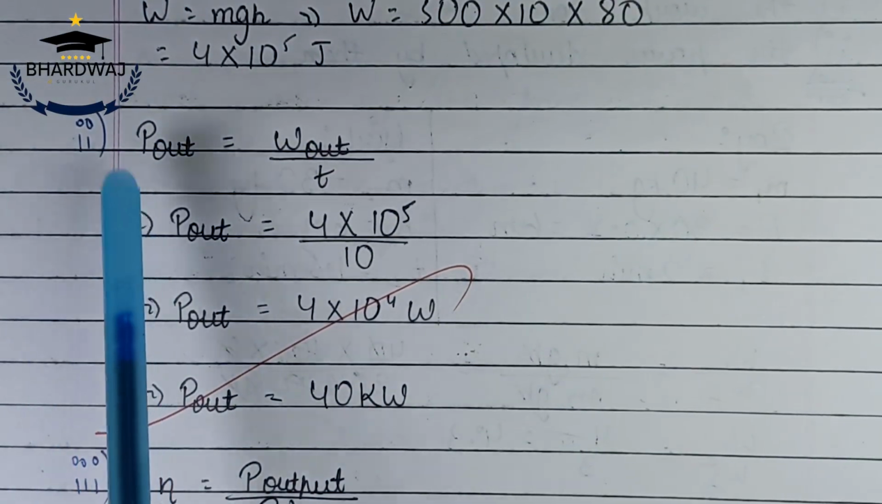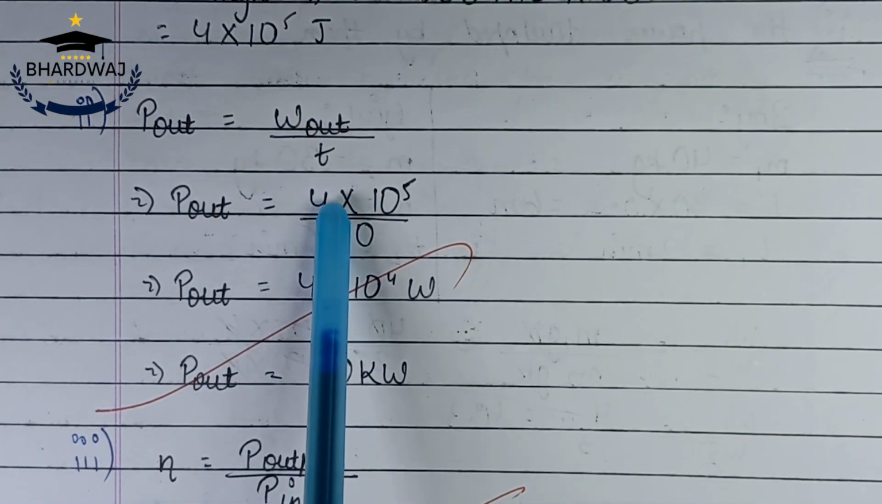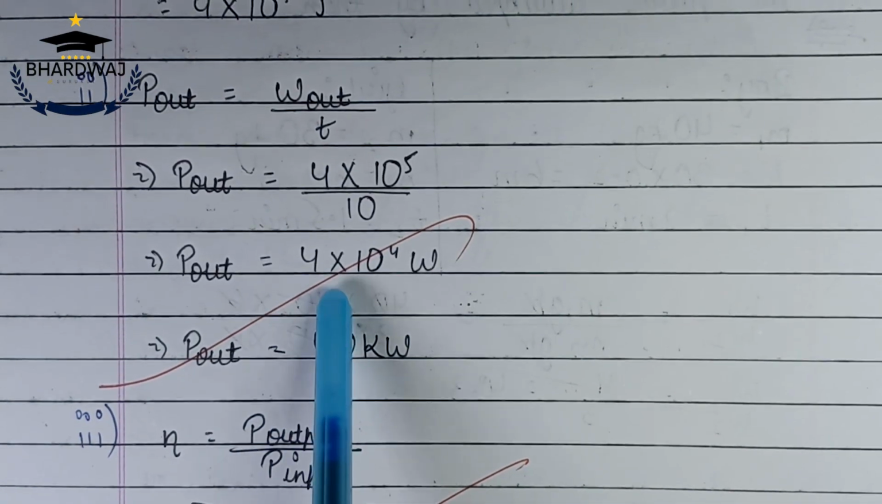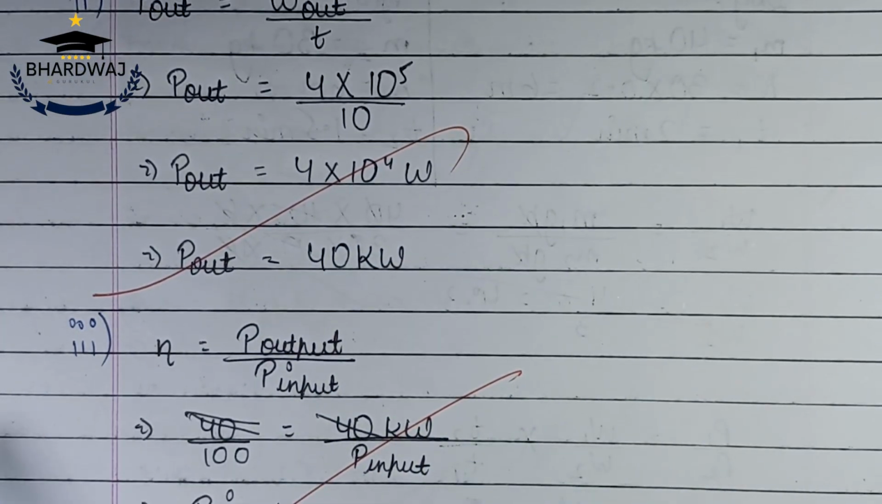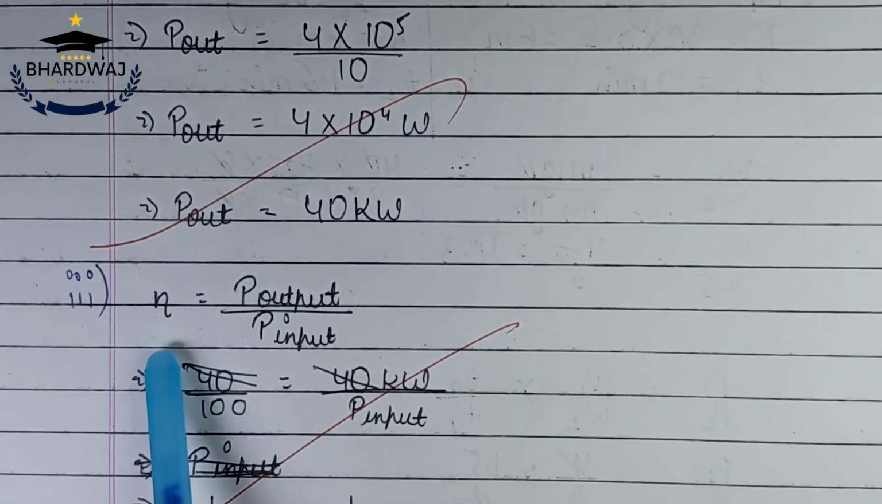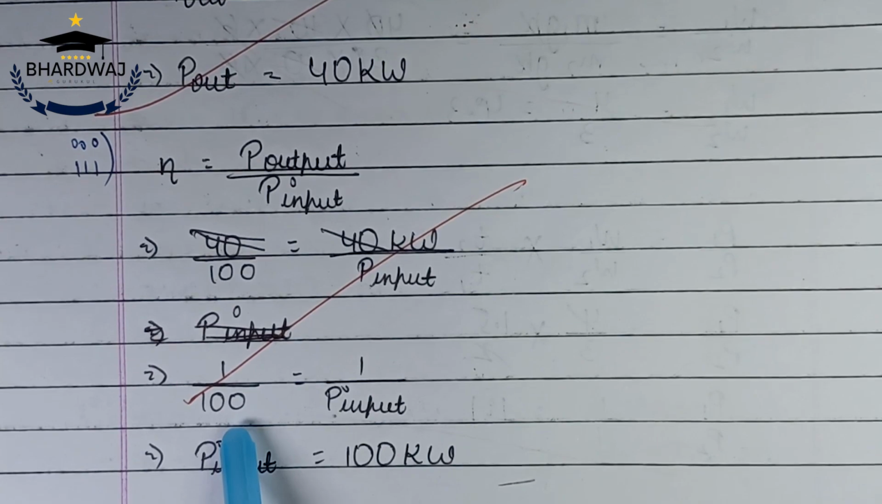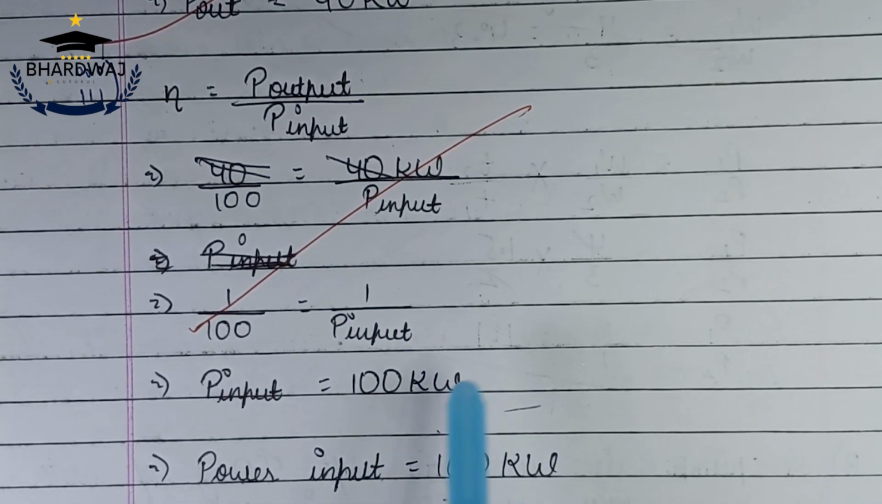Second part, power output equals work output upon time, 4 into 10 the power 5 upon 10, so the power output will be 4 into 10 the power 4 watt or 40 kilowatt. Third part, efficiency equals power output upon power input, so 40 by 100 equals 40 kilowatt upon power input, so power input will come as 100 kilowatt.